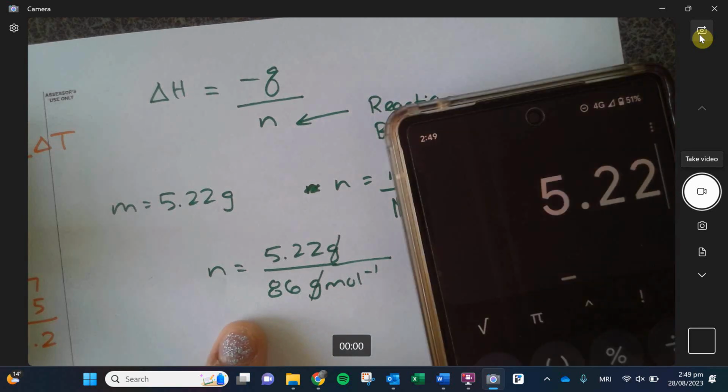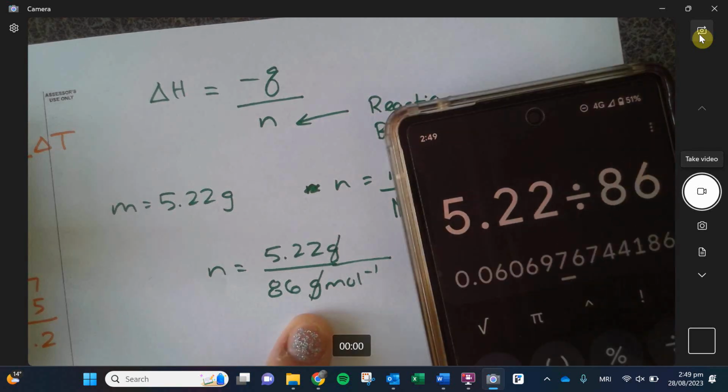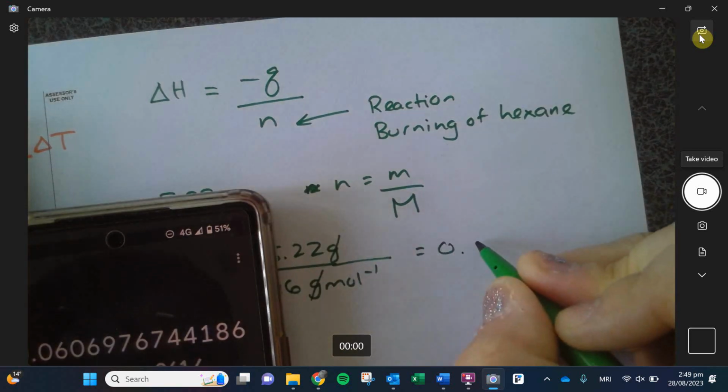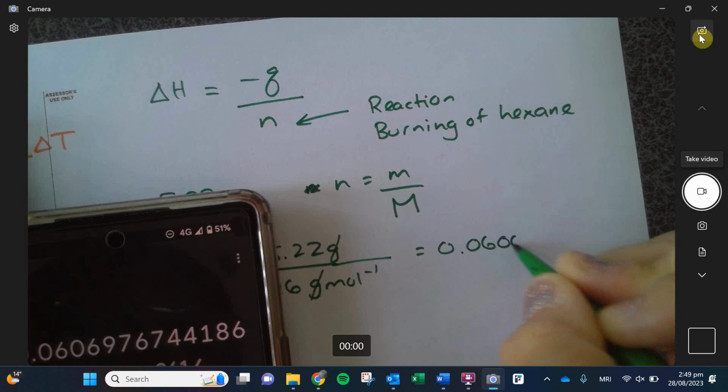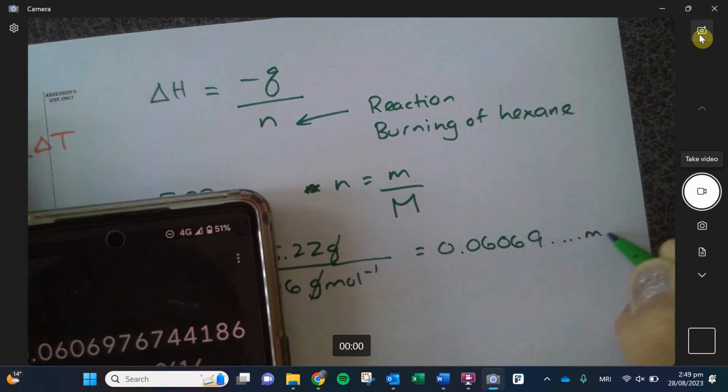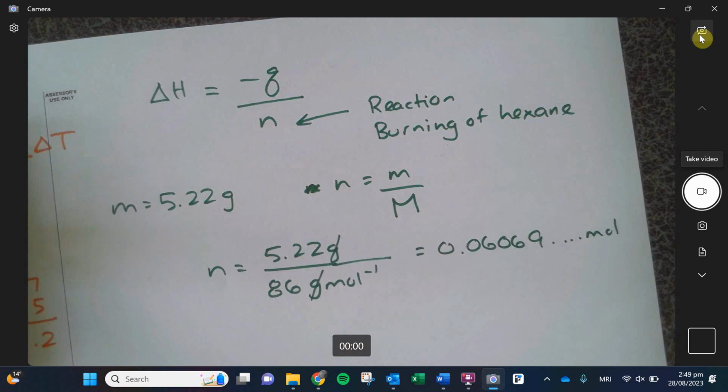So 5.22 divided by 86, I get a long number. Keep them long. I'm just going to do that to save myself the writing time. But that's what I'm looking at.